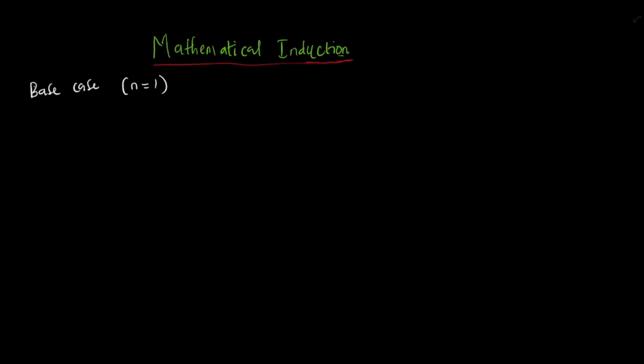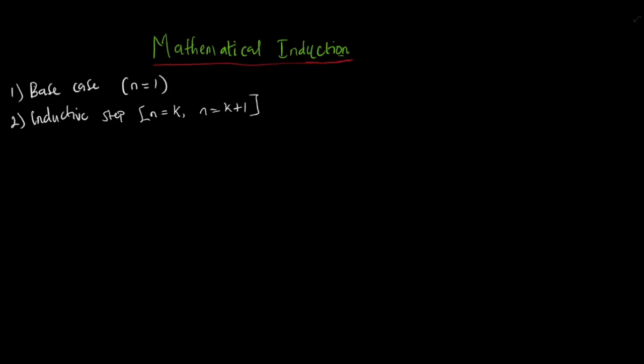The next step we have is the inductive step. In this step, we assume that the statement is true for n equals k. Then we prove it for n equals k plus 1. So let's quickly see an example.